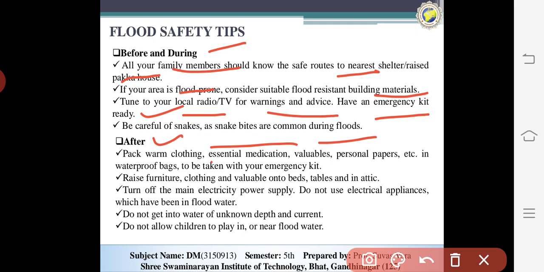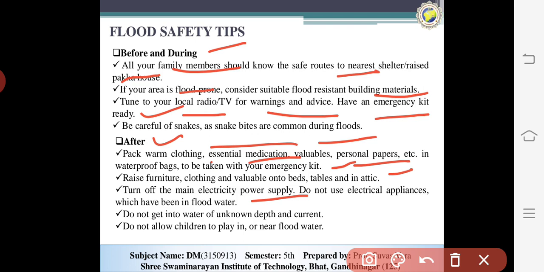What to do after the floods? Pack warm clothing, then an essential medical kit, valuables, and personal papers, and these will be used for emergencies and given to the people. Then, after the rain rises, furniture, clothing, etc. will be put up high, then turn off the main electricity power supply.